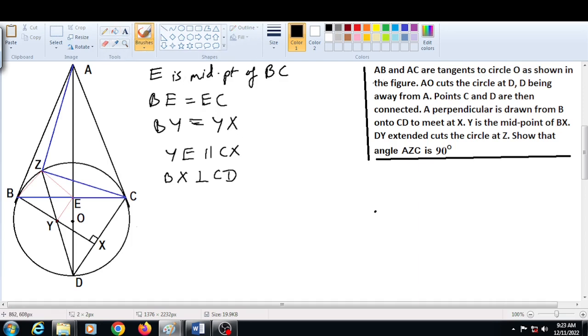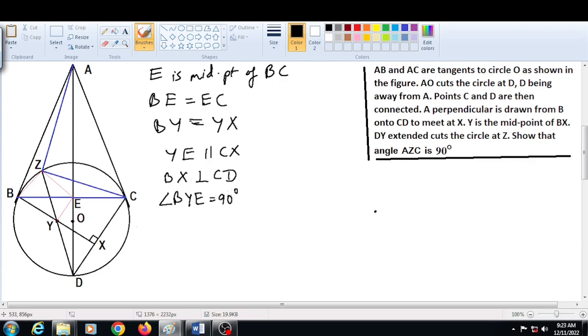So BX is perpendicular to CD as per the problem statement. Therefore angle BXC is 90 degrees, and because CX is parallel to YE, if this angle is 90 degrees, then this angle is also 90 degrees. So we write angle BYE is equal to 90 degrees.